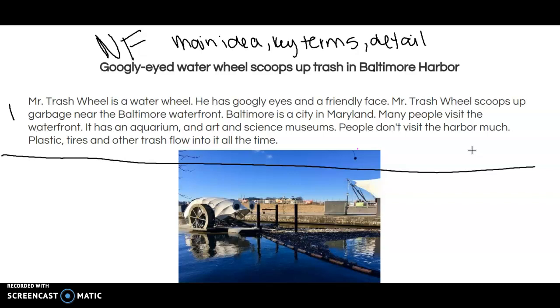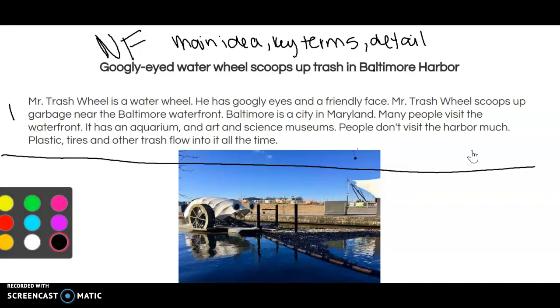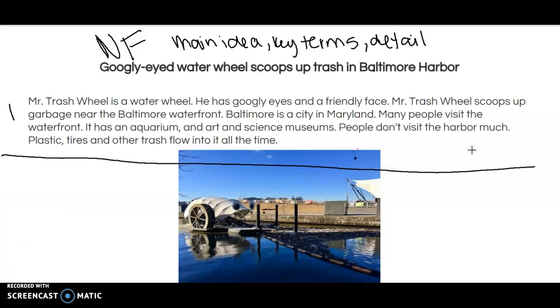All right, now what we're going to do is we're going to begin reading our passage, underlining the key details, the key terms, and if we need to, writing little details on the side of our paper. So let me change the color so it doesn't confuse us, and let's begin. This is called Googly-Eyed Water Wheel Scoops Up Trash in Baltimore Harbor.